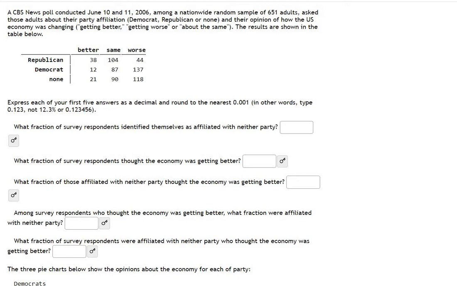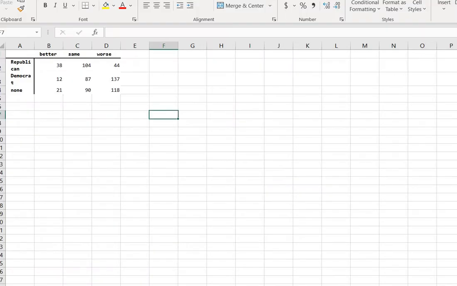We want to answer the following questions, and we want to round our answers to 3 decimal places. So the first question is, what fraction of survey respondents identify themselves as affiliated with neither party? To answer this question, I'd like first to go ahead and find the totals of each category. So I copied and pasted the table here.